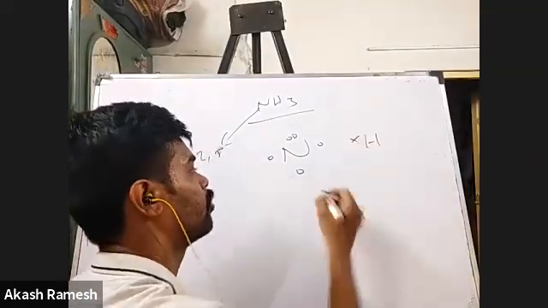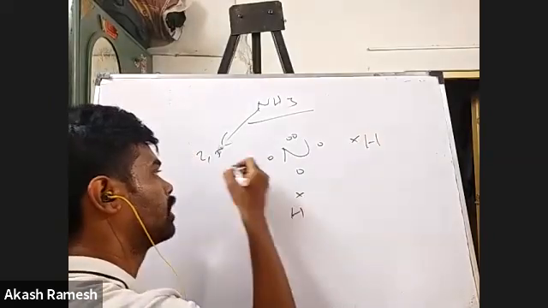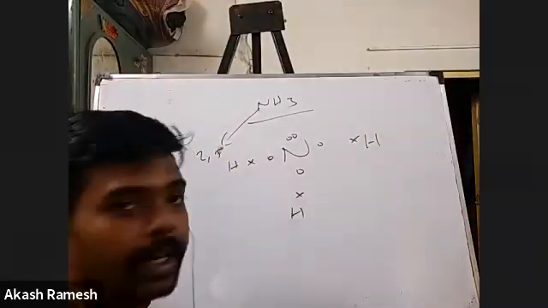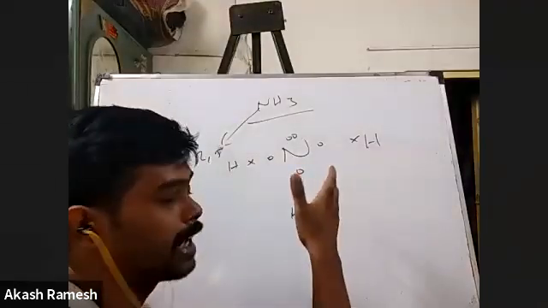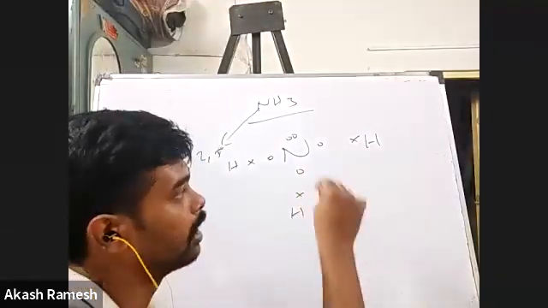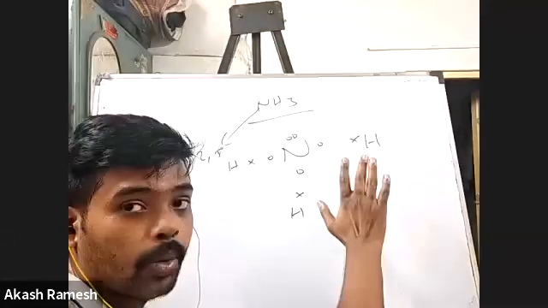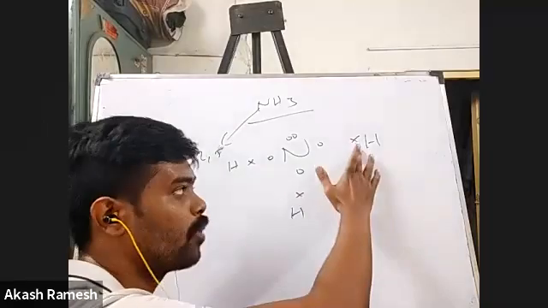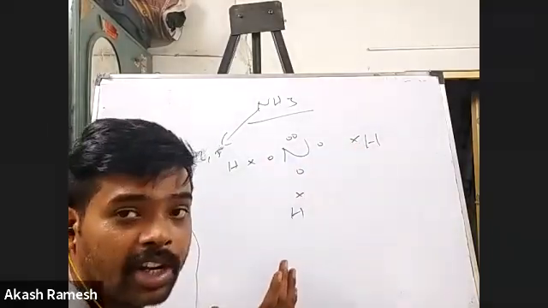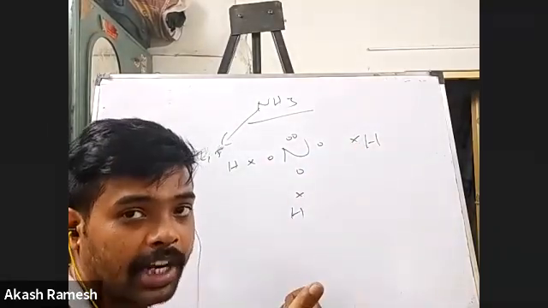Say hydrogen atom, 1 electron; hydrogen atom, 1 electron; hydrogen atom, 1 electron. Okay, right? Now let me do it for hydrogen first. Each of the hydrogen atoms requires 1 more electron to satisfy its octet, isn't it? Because there is already 1 electron. So each of these hydrogen atoms requires 1 more electron to satisfy its octet.